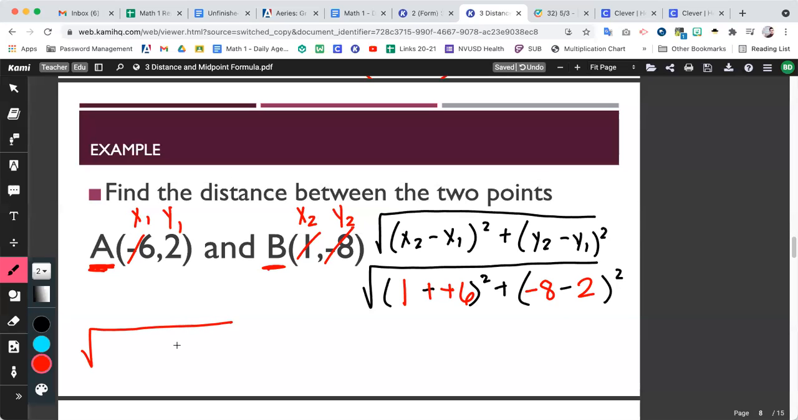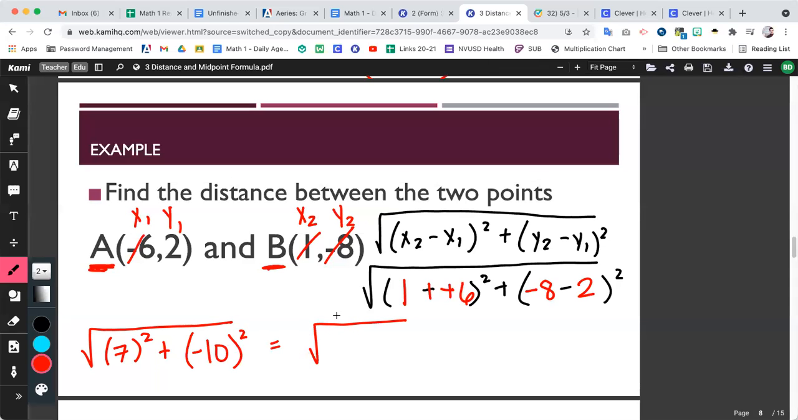Now let's simplify. What is 1 plus 6? 7. Don't forget the square. Plus, what is -8 minus 2 more? Other way. -8, and then you're putting 2 more negatives on top of that. -10. Very good. Squared. Almost there.